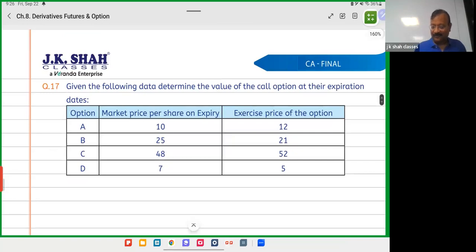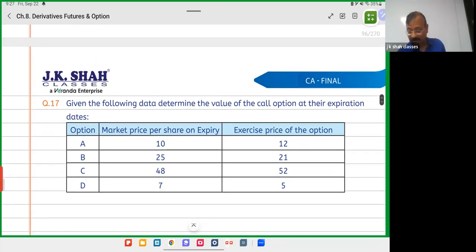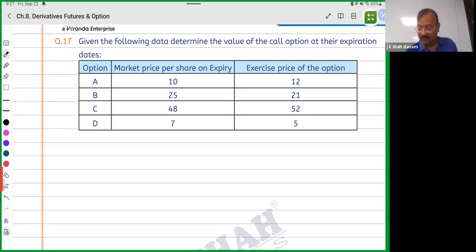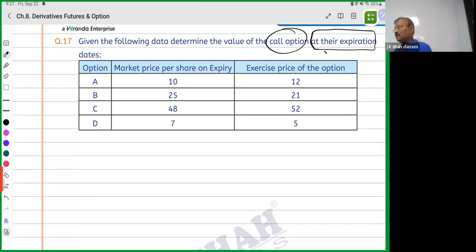These, again, the first couple of questions you may not get in the exam. Question number 17. Given the following data, determine the value of call option, and when, at their expiry dates, not before, on the expiry date, what will be the value? Now, look at this. And these are all call.